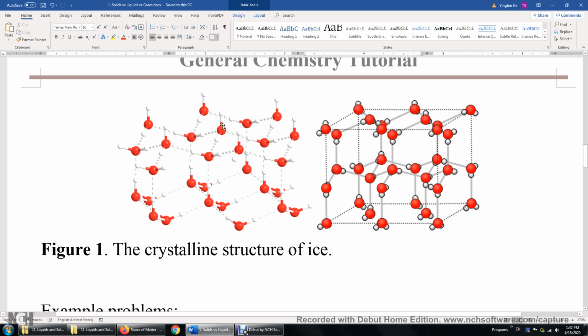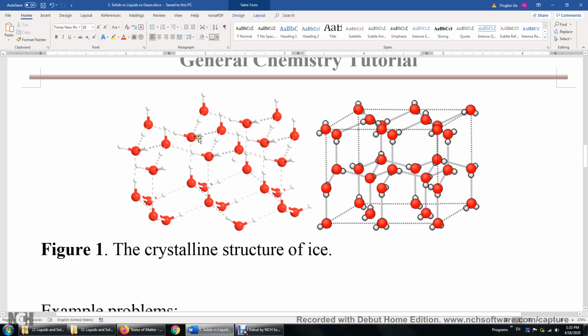Between two neighboring water molecules, for example, between these two, there's a so-called hydrogen bond. The dashed line here is a hydrogen bond. Oxygen is partially negatively charged. Hydrogen is partially positively charged. Therefore, there is an attraction between this hydrogen and this oxygen. Same here, between this oxygen and this hydrogen. Between this hydrogen and this oxygen.